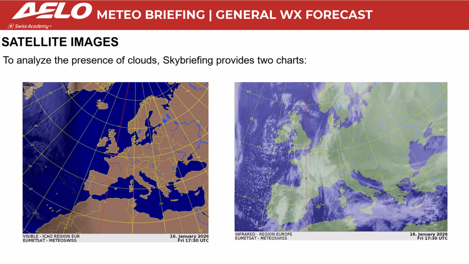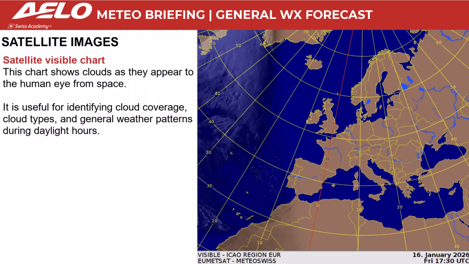To analyse the presence of clouds, Sky Briefing provides two charts. Satellite Visible Chart. This chart shows clouds as they appear to the human eye from space. It is useful for identifying cloud coverage, cloud types, and general weather patterns during daylight hours.